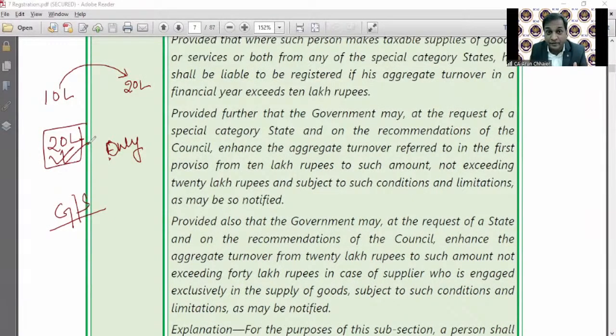Why I am concentrating on the word within the state? Because there is certain exception which we will discuss in section 24. I am talking about within the state, within the state, within the state. Because we will discuss in section 24 one exception or one mandatory provision. So I hope it is clear.